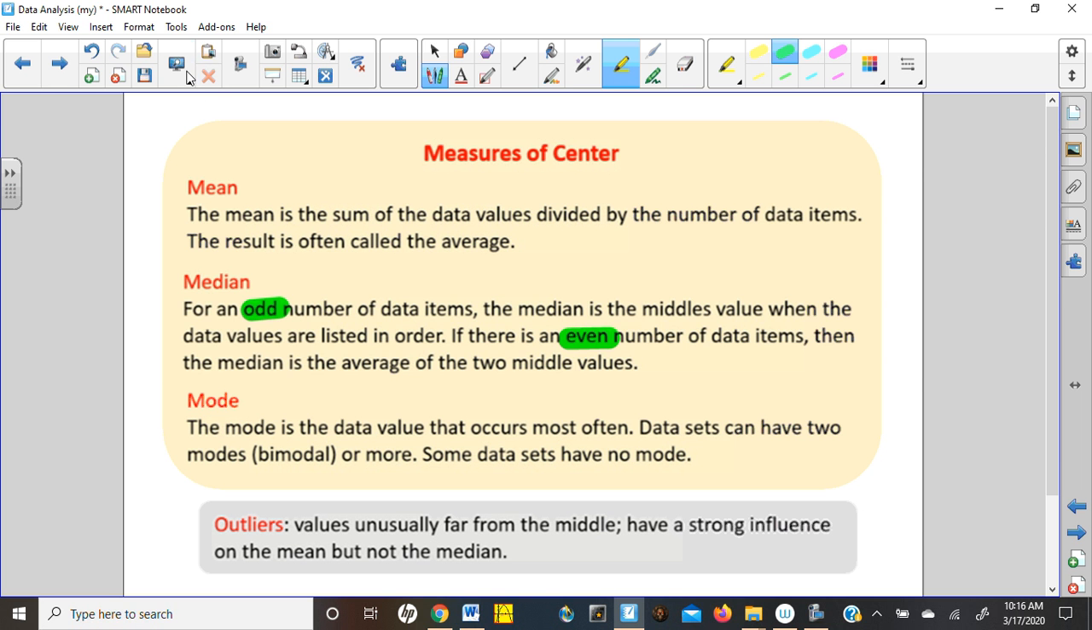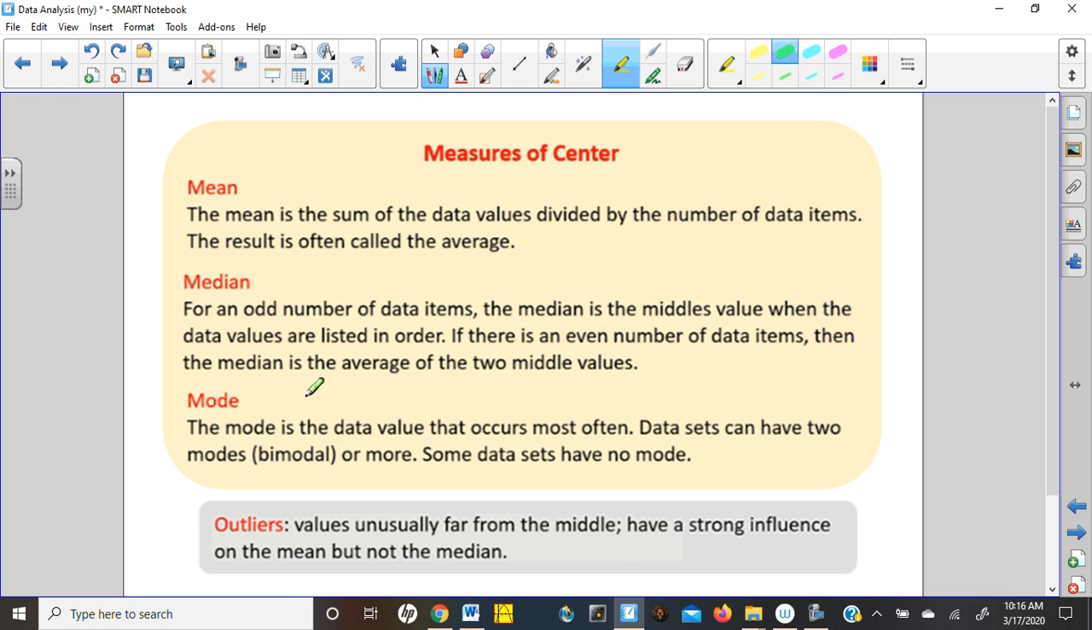And then finally, the mode, which is just the most often occurring data element. There can be multiple modes. So if there are 2 modes, we would call it bimodal. Or there could be multiple modes. There could also be no mode at all if everything occurs exactly one time, or if everything occurs exactly 3 times, and we just say, well, there's no mode to this set of data.